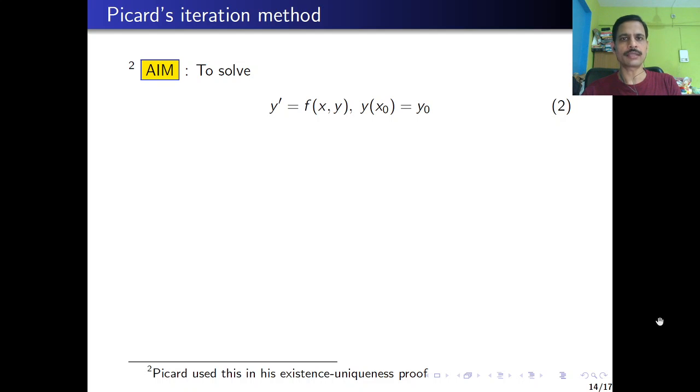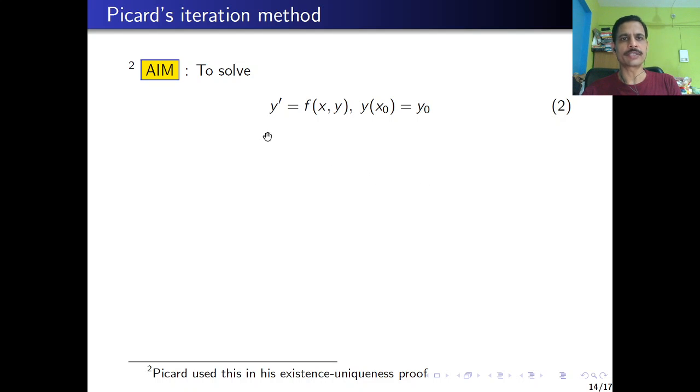We'll see another method of solving initial value problem of first order ODE. Many a times this method is used when the previously discussed methods all of them fail. So this is called Picard's iteration method. So this was given by Picard.